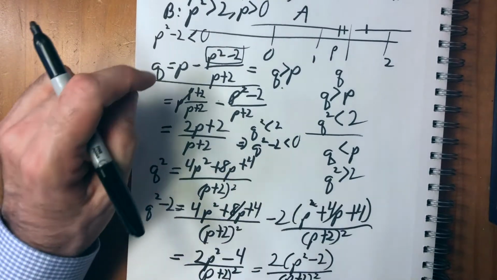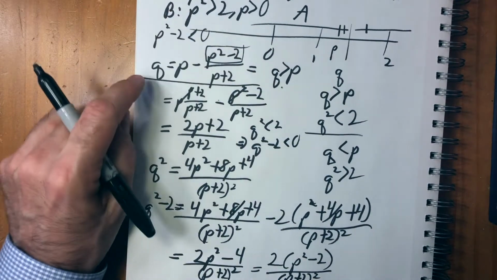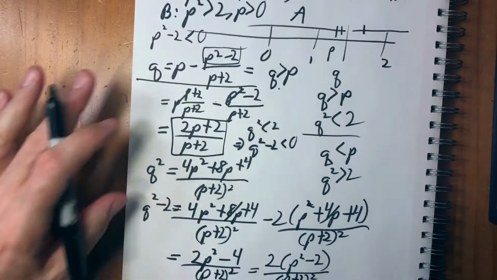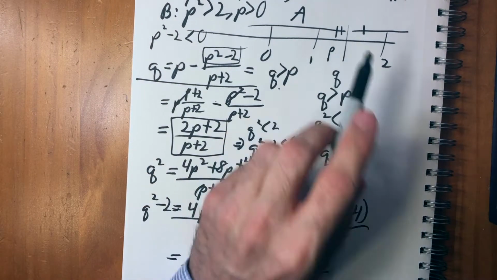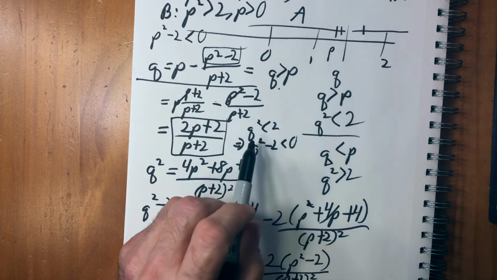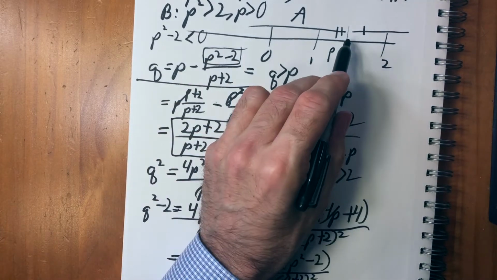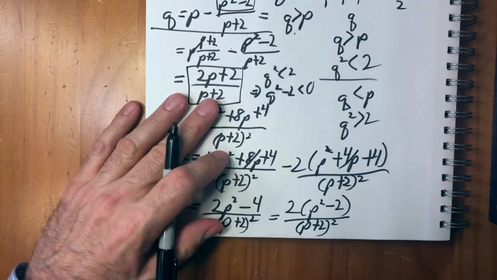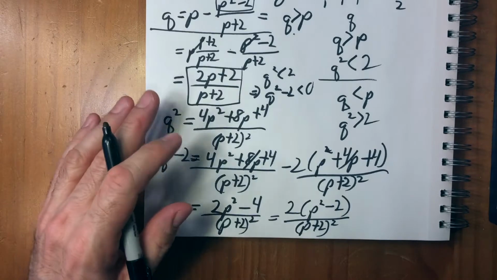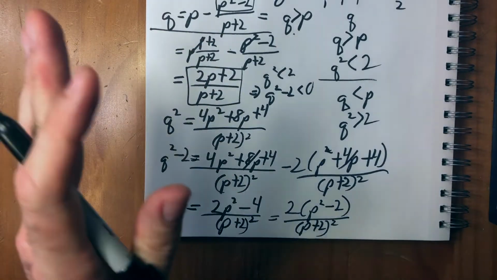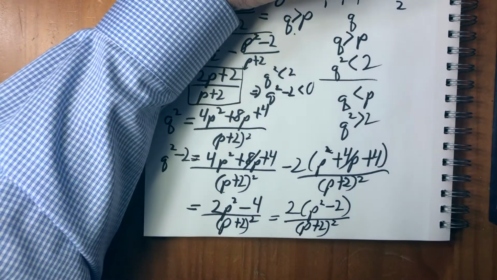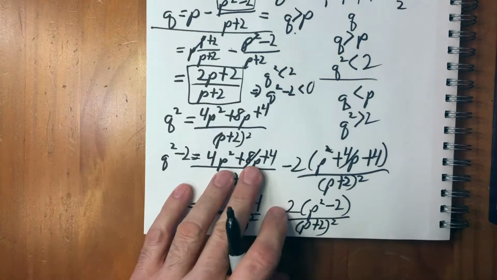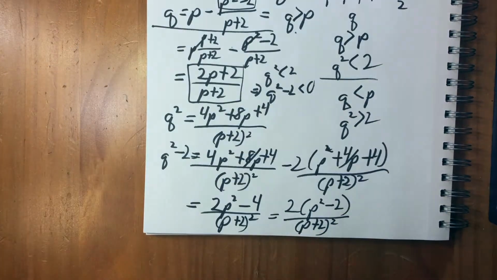So we show that if p is in A, then we can find a q such that q is greater than p and q squared minus 2 is less than 0. So it means that it's in here somewhere. Now, the interesting thing about these equations and why they're so messy is that you're finding one that works no matter what p is. So if, on the other hand, p is in B, so let's say that p is here, if we plug this in, then we're still going to get a q that's also in B.